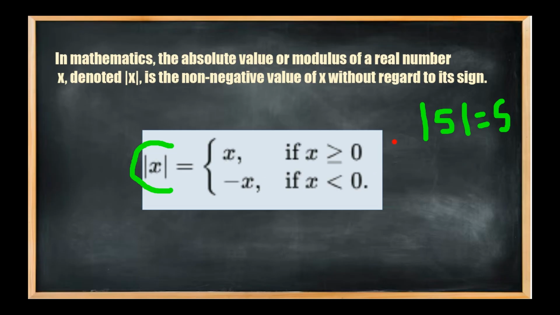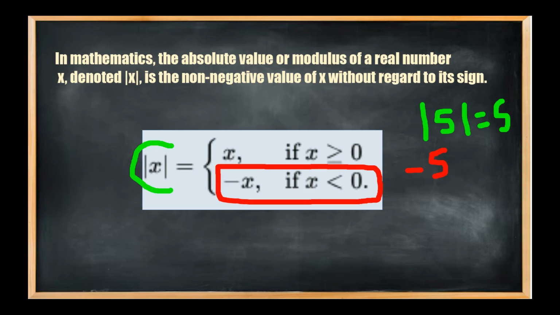Now let's say that x is equal to minus 5. So x is minus 5, which means that it is in the second condition, where x is less than 0. If x is less than 0, then the absolute value of x is minus x. So the absolute value of x will be equal to minus of, what is x? x is minus 5. So minus of minus 5 is plus 5. So the absolute value would be plus 5. That is the definition of absolute value.